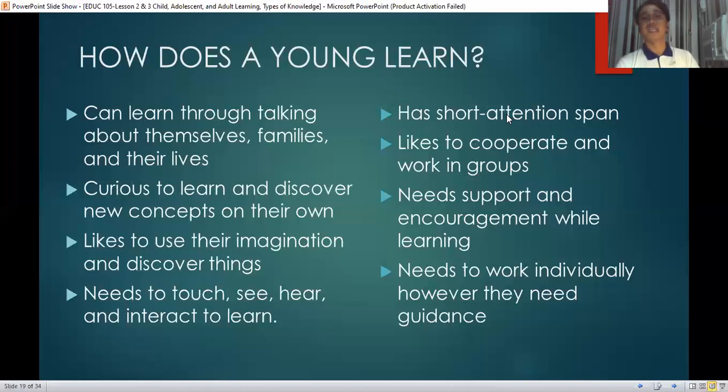Okay? So, the last one, they need to work individually. However, they need guidance. So, when they work individually, there should be the guidance either of the teacher or of the parent. At instruct natin yung mga magulang na huwag naman silang gumawa nung pinapagawa ng teacher. Okay? When we say guidance, okay, when we say guide your kid, make them realize and make them understand that guidance is not you, the parent, doing the task for the child. Guidance means monitoring. Okay, guidance means assessing the work of the child, giving suggestions, giving feedback, okay, on what to improve.